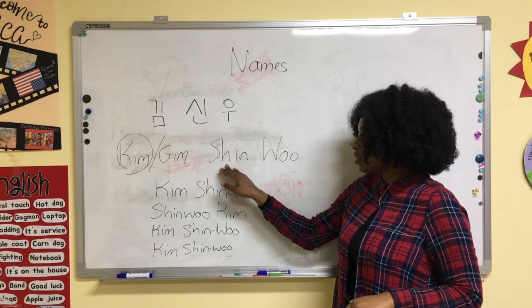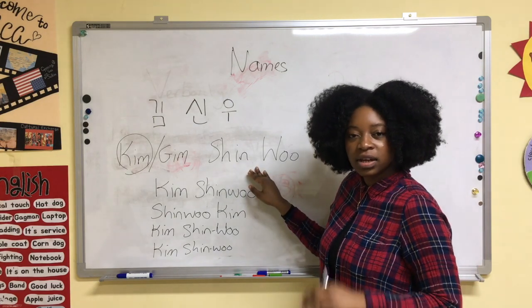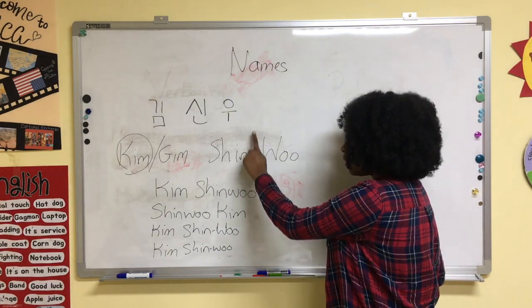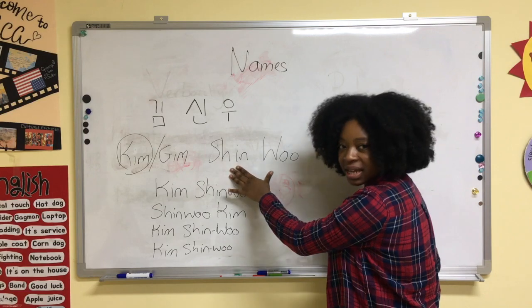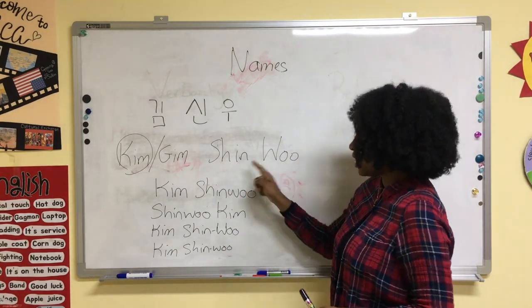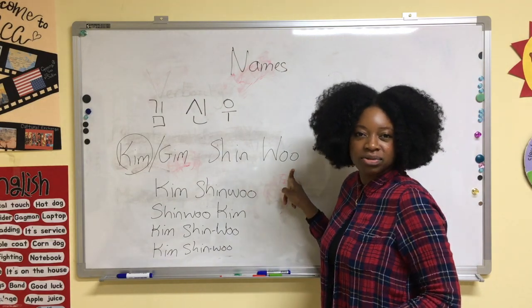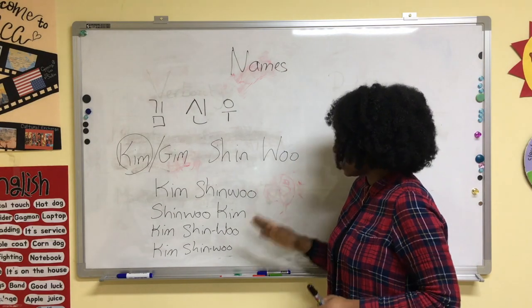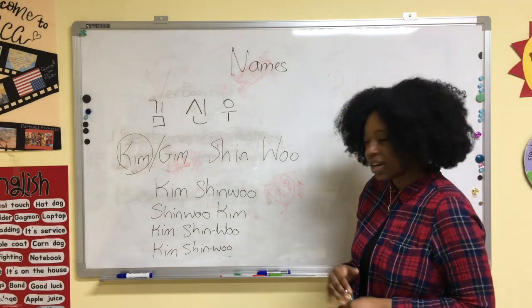But when it comes to your first name, you need to have a think about it. If you put a space between your two names, it really does give it the essence that your name is Shin and Woo is your middle name. But that is not the case. So therefore, you need to consider how you're going to put it.